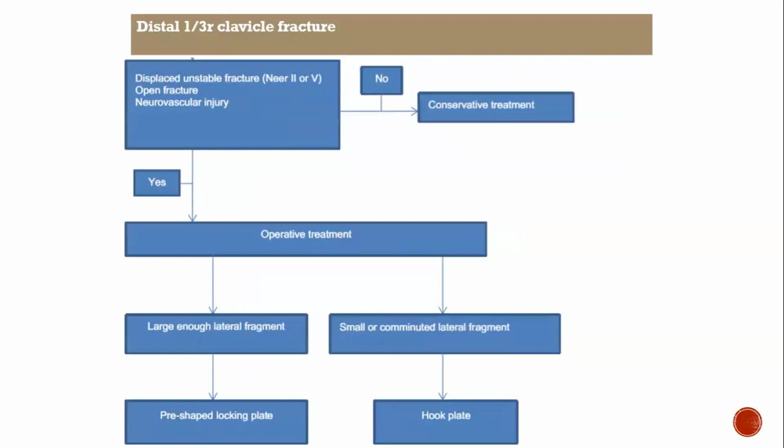In distal clavicle fractures, if the patient has displaced unstable fracture patterns like Neer type 2 and 5, with open fractures and neurovascular injury, then operative management is opted. And if the fragment is large enough, then a pre-contoured locking plate is used. If the fragment is small, then a hook plate is used. Without these indications, conservative treatment is planned.